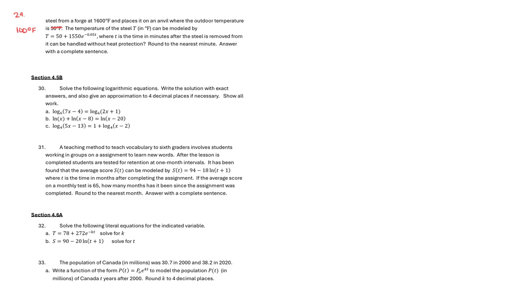So 100 equals 50 plus 1550 e to the negative 0.05 t. I'm going to want to solve for t, the amount of time that it's been since it was removed. So we're going to minus this 50 over. We get 50 equals 1550 e to the negative 0.05 t. Then we're going to divide by this 1550, and 50 divided by 1550 is 0.3225 equal to e to the negative 0.05 t.